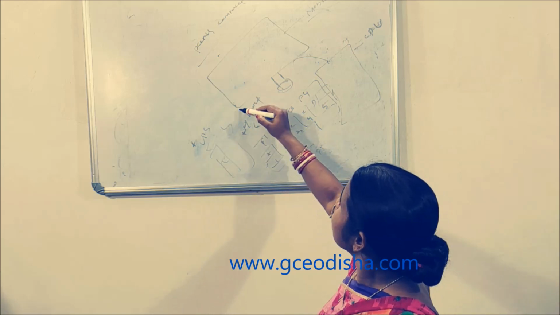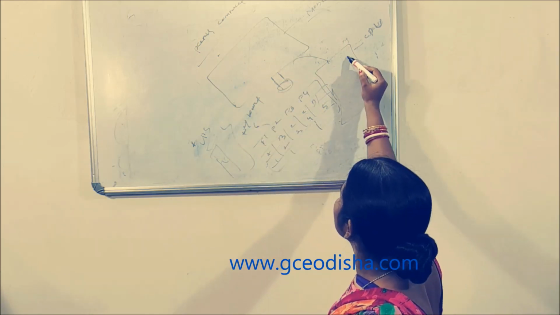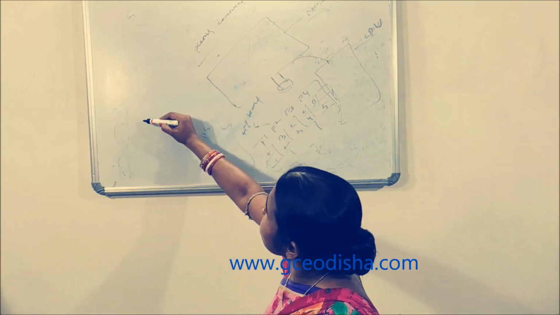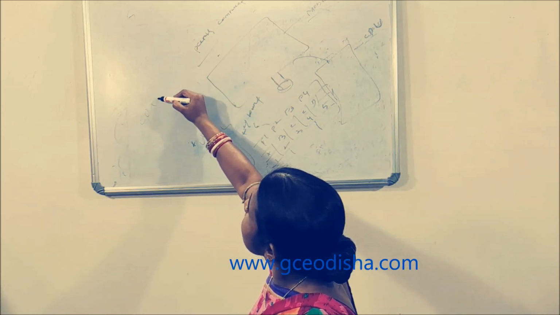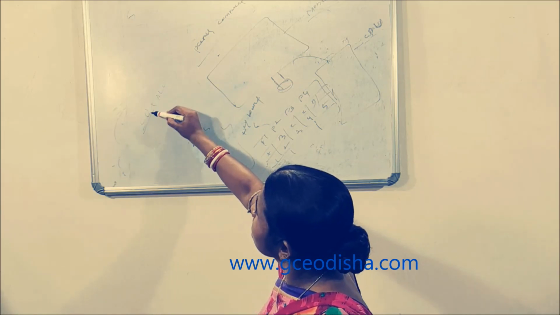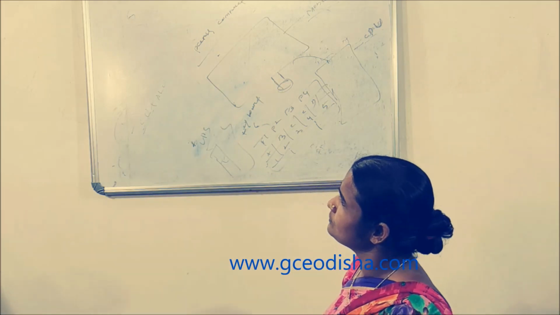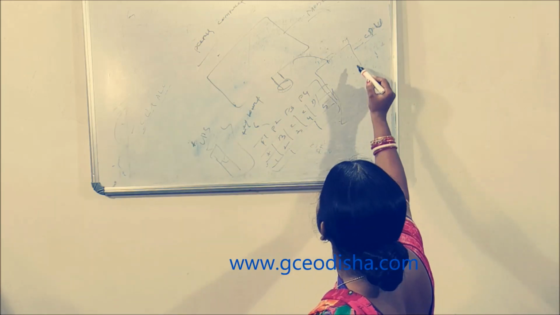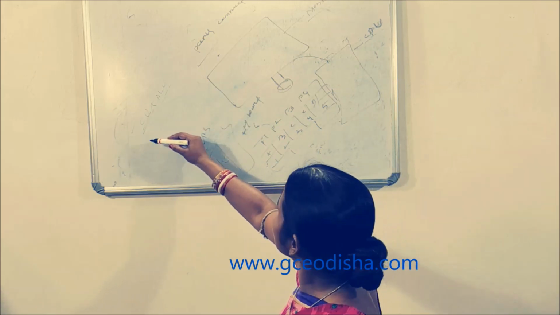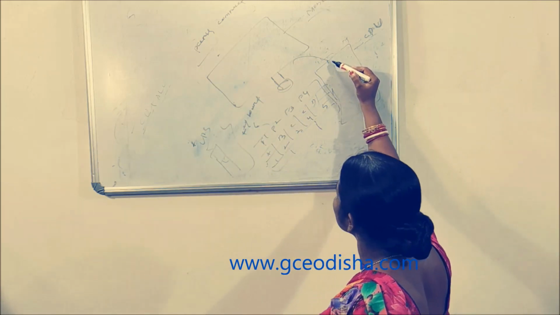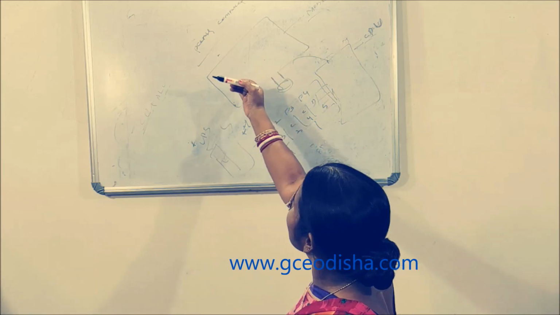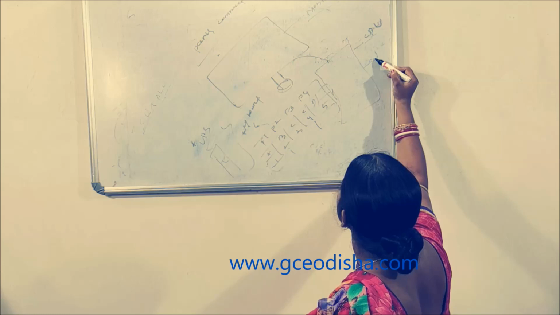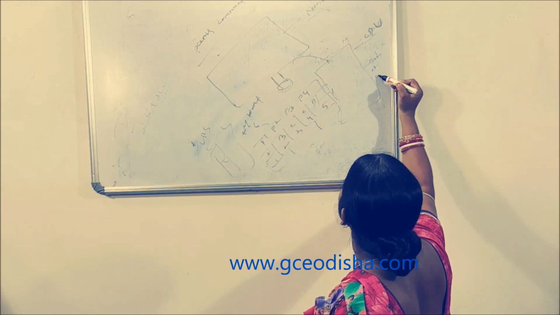CPU means central processing unit. It is divided into CU plus ALU. CU is the control unit, ALU is the arithmetic logic unit. It is the brain of the computer. Without the CPU, it looks like a TV set.